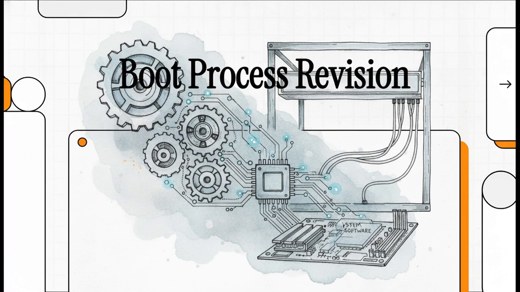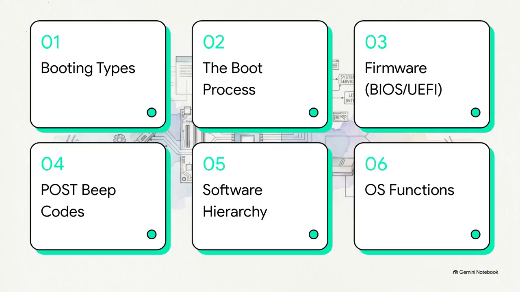So are you ready to test your recall? I'll be throwing questions at you throughout this whole explainer, so you gotta stay sharp. Get those mental gears turning, because we're going straight to the bare metal. Here's our game plan for today's study session. We're hitting 6 key areas: booting types, the step-by-step boot process, firmware, including BIOS and UEFI, POST beep codes, the software hierarchy, and finally, core OS functions. Let's get right into it.